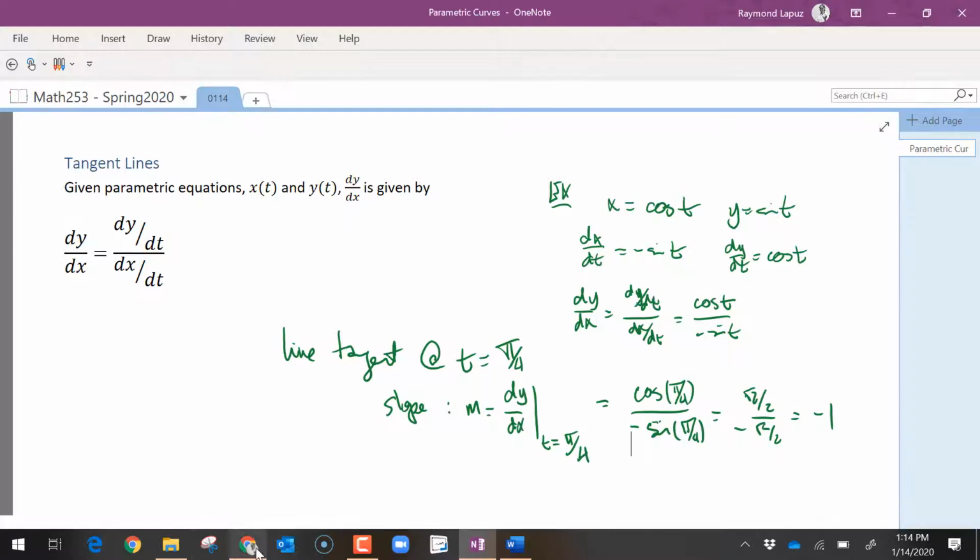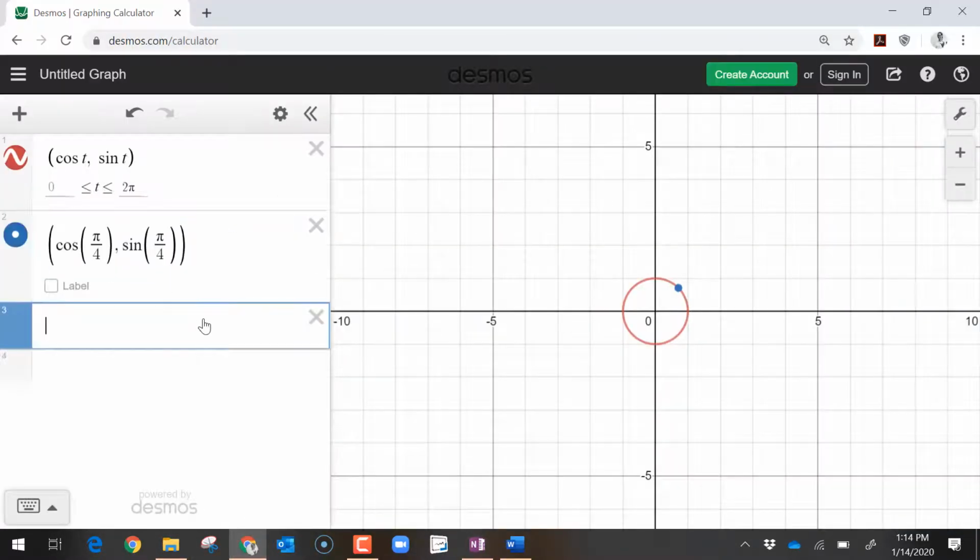Since we have Desmos out, we can actually just graph this. Our derivative, y minus what's the y value? Sine, right?